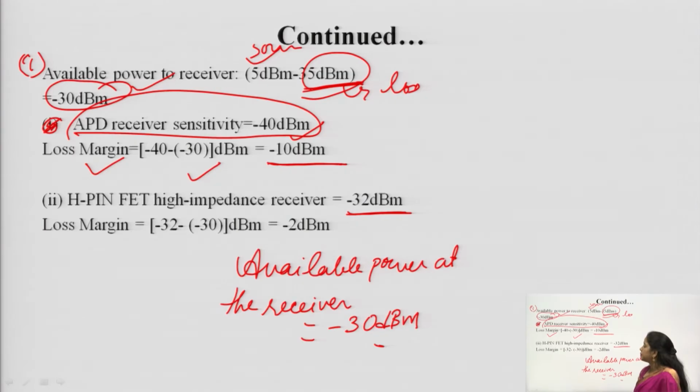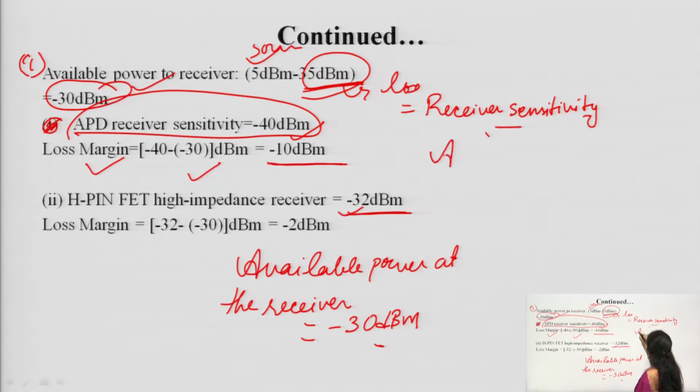Again, in the next case, the receiver sensitivity is minus 32 dBm. And for the loss margin, what is the formula? I think all of you are now aware of the formula here: receiver sensitivity minus available power at the receiver.